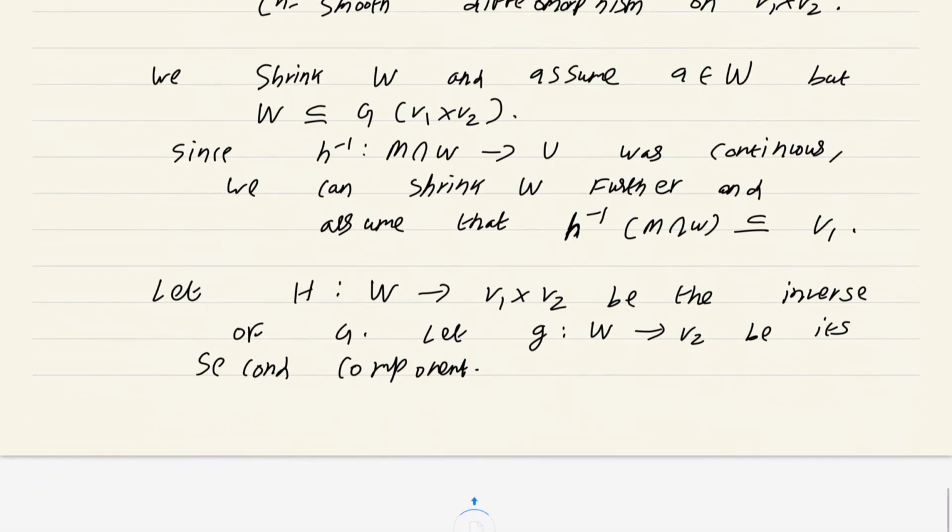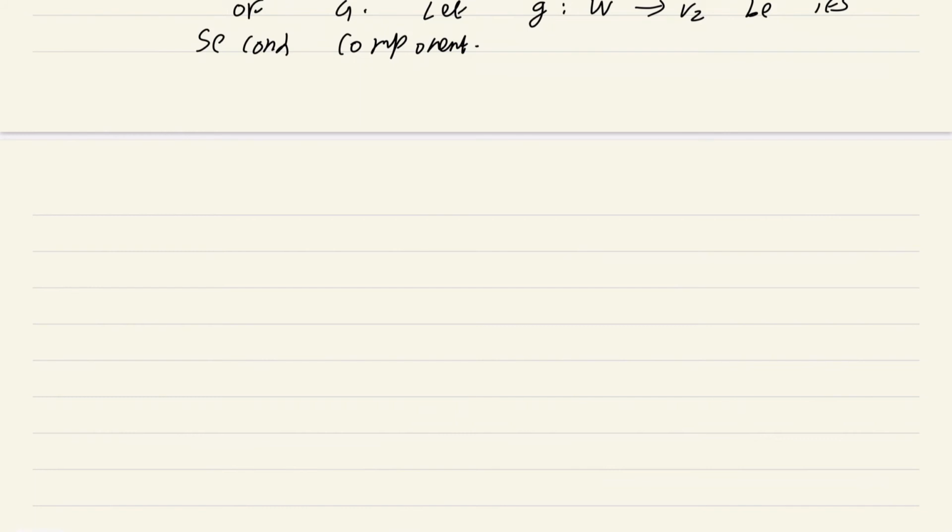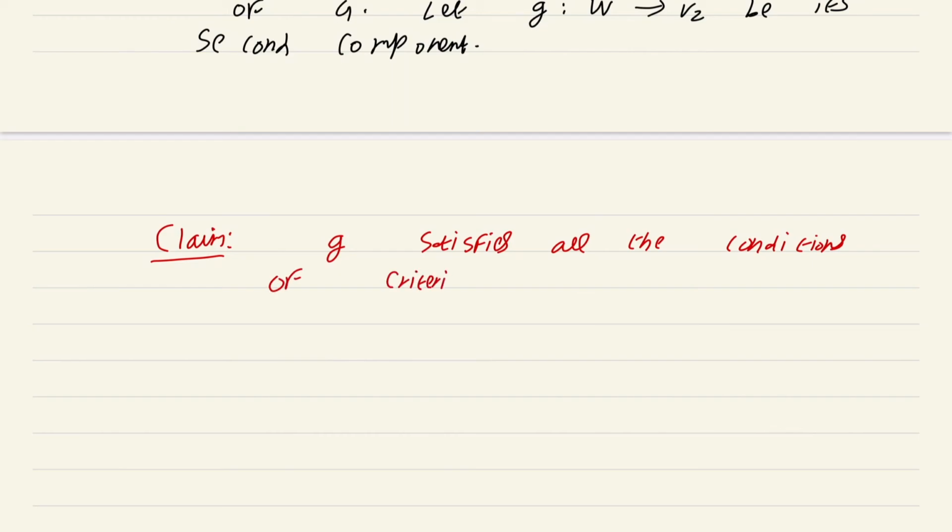Okay. Now, we are at the finishing stages of this proof. As the notation suggests, this G does the job. G satisfies all the conditions of criterion 2. Okay. How do we show this?